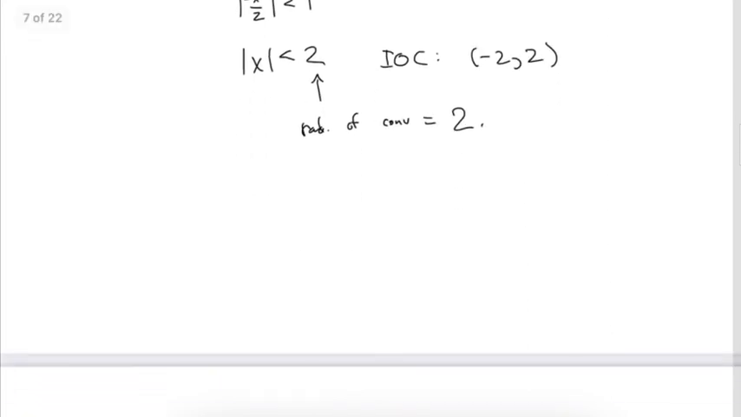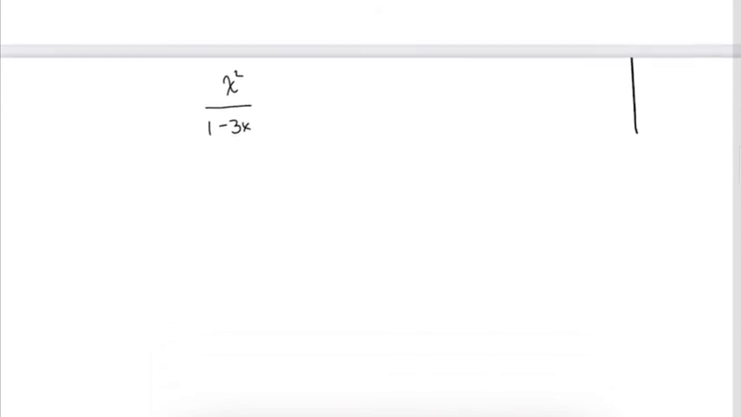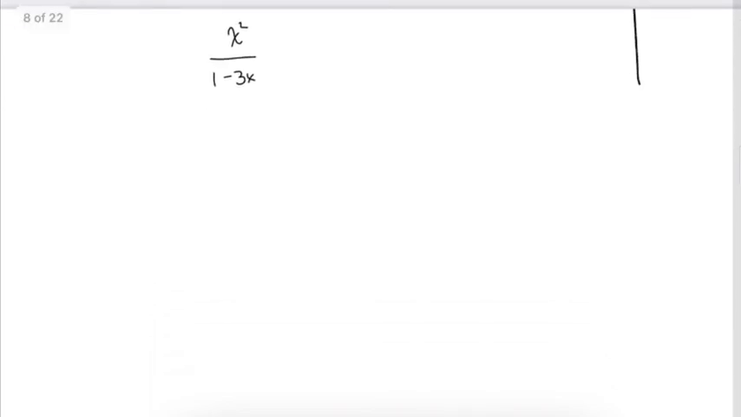So the second one was x squared over 1 minus 3x. Your strategy for this one should be to factor out the x squared. And then I have 1 over 1 minus 3x, which becomes x squared times the series of 3x to the power n. So this is the series.